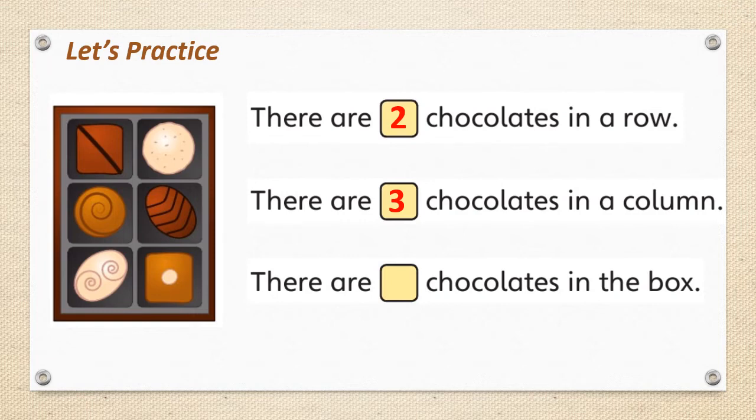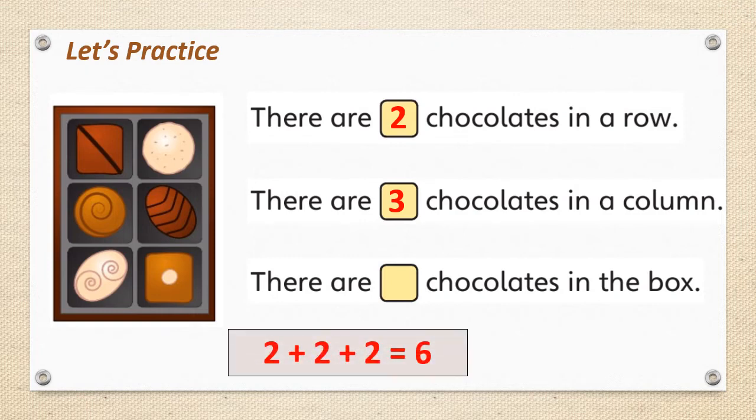There are dash chocolates in the box. To find the answer, we can do it in 2 different ways. We can add the number of chocolates in each row. For example, 2 plus 2 plus 2 equals 6. Or we can add the number of chocolates in each column. For example, 3 plus 3 equals 6. So I now know that there are 6 chocolates in the box.